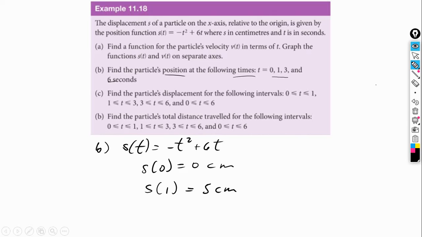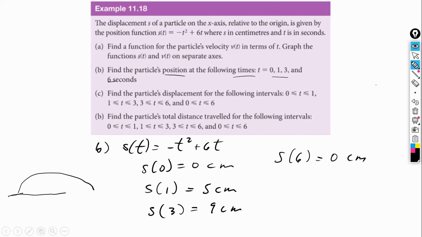Then we do s(3). So s(3) is going to be equal to 9 centimeters if we plug this into the function, right? And then at t equals 6, we do s(6), and that's going to give us 0 again, so 0 centimeters. Now this corresponds with the graph that we saw for the function, which was an inverted parabola. So you would have 0 at time 0, which was here, and then after 6 seconds, you would arrive back to 0.